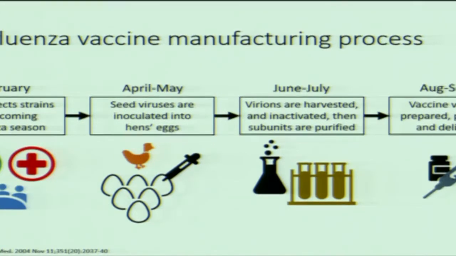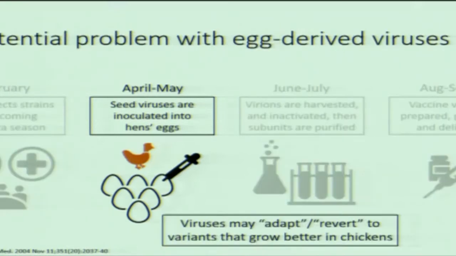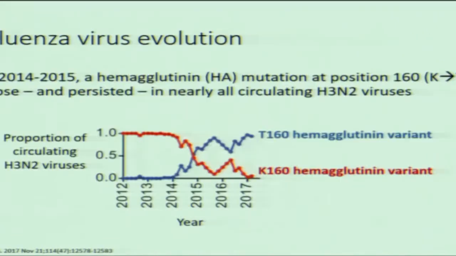Now, there's a potential issue with this step of the manufacturing process where we're inoculating human viruses into chicken eggs, because you might imagine a scenario where the virus could adapt or revert to a strain of virus that grows better in chicken eggs than it does in human beings. And if that egg-adapted virus induces antibodies that are less effective than antibodies against the human virus, that could be a cause of decreased vaccine effectiveness in us. So these investigators decided to look at that question.